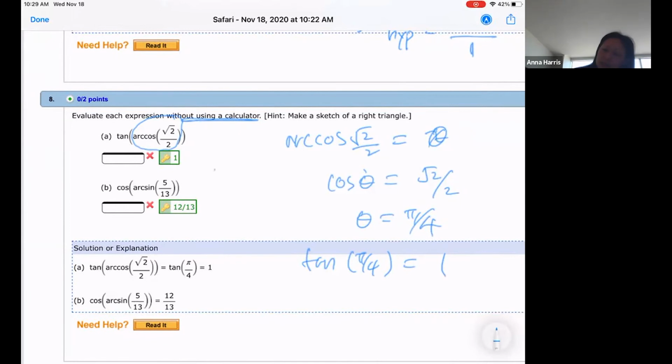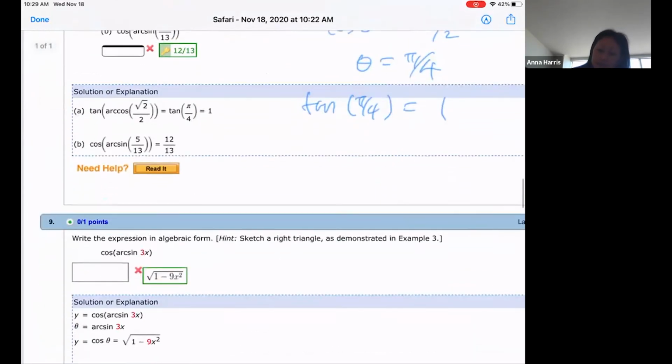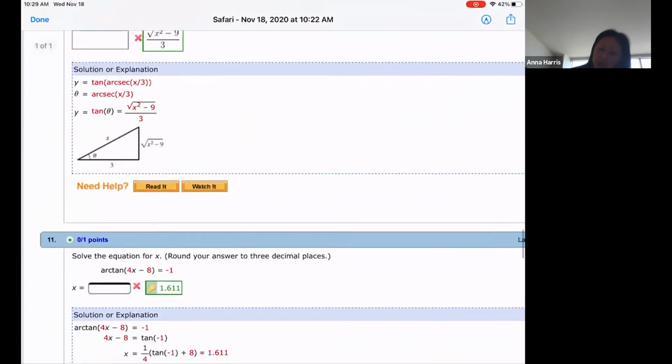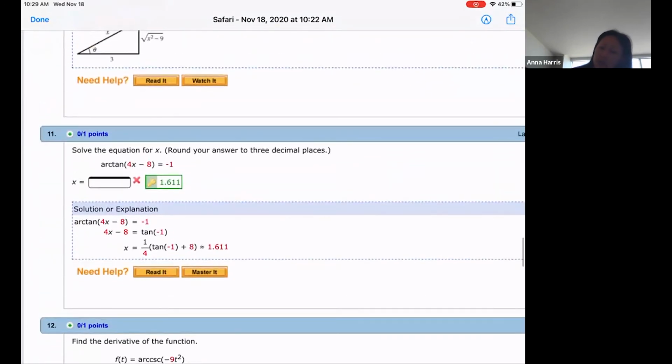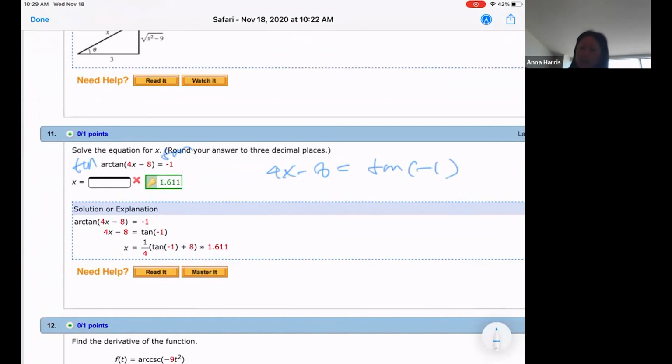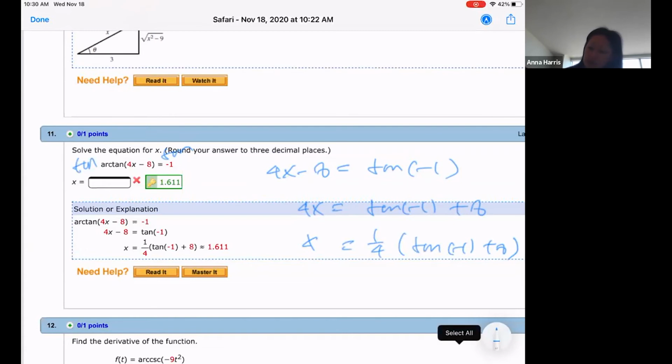All right, so you do exactly the same thing for this. Same here. You need to understand the relationship, then you can do this problem without any problem. Again, this is the same problem like that. You're going to apply tangent here, tangent here. Then you get 4x minus 8 is equal to tangent negative 1. Then the 4x is equal to tangent negative 1 plus 8. So x is equal to, dividing everything by 4, tangent negative 1 plus 8. When you put the tangent negative 1 in your calculator, it gives you some number. So when you multiply together, x is equal to this number, 1.611.